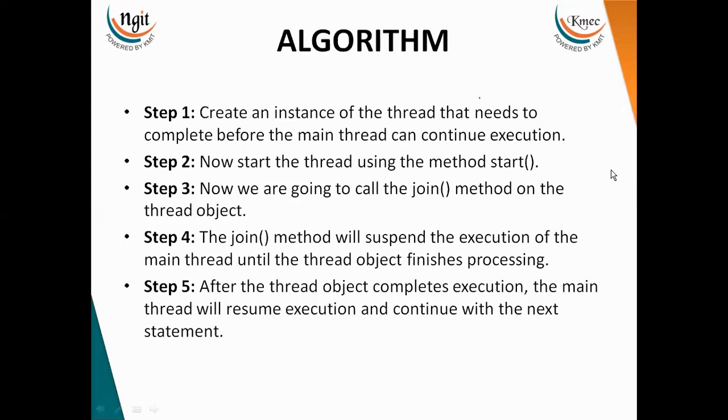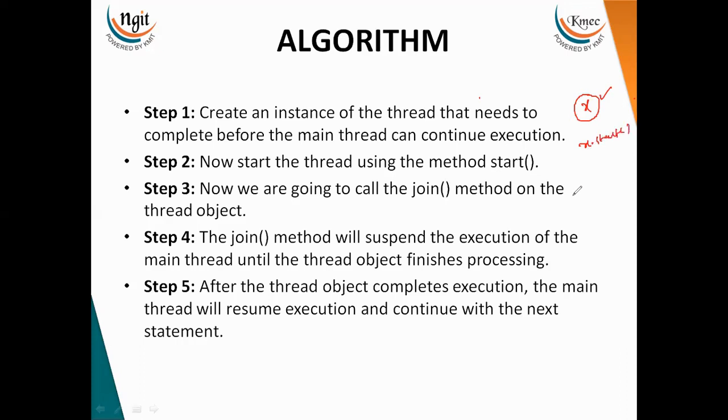Sir, what is the procedure to execute the join method? Beta, as I told you, first you need to create the instance of the thread that needs to complete before the main thread. Let's say, sir, I have an X thread. I want to finish this first. So for this X thread, you need to create the object. Now start the thread by using the start method. Then you need to call x.start.